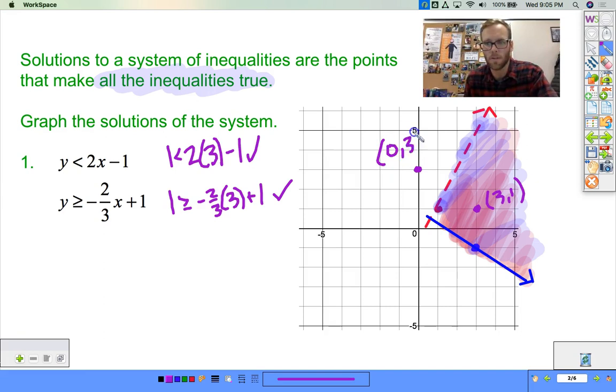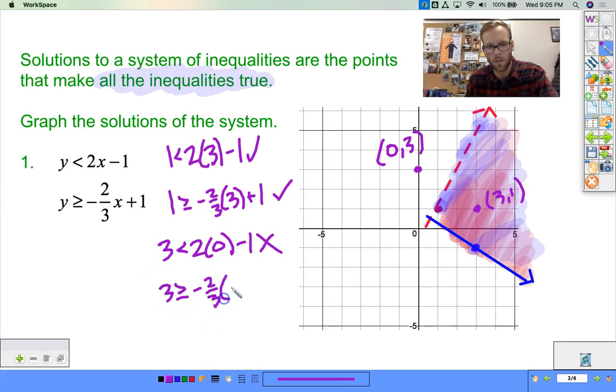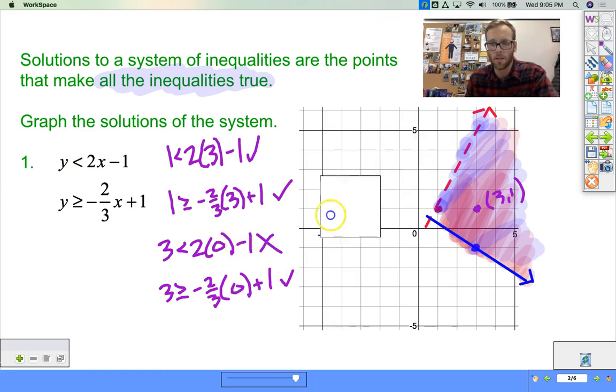No. So what happens if I put the point 0, 3 in? Is 3 less than 2 times 0 minus 1? No, it's not. Although 3 is greater than or equal to -2/3 times 0 plus 1. 3 is greater than or equal to 1. That works, but it didn't work in this one. That's why 0, 3 is not a solution.